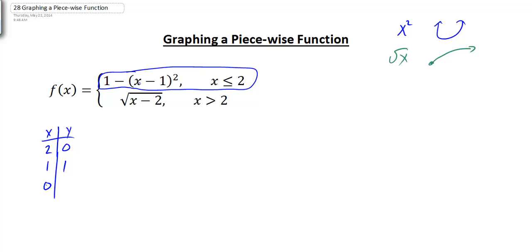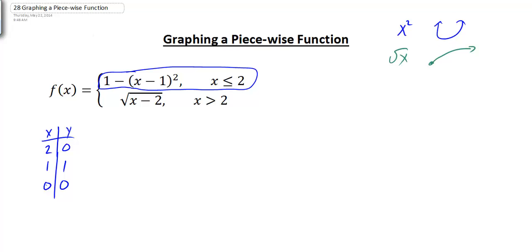And now if I plug 0 in, we get 0 minus 1 is negative 1. Negative 1 squared is 1, and 1 minus 1 is 0. So there's a few points, and again, we know it's going to look like part of our parabola here.